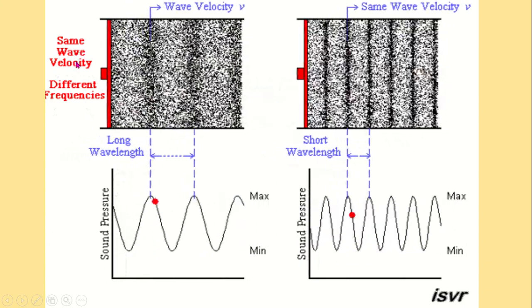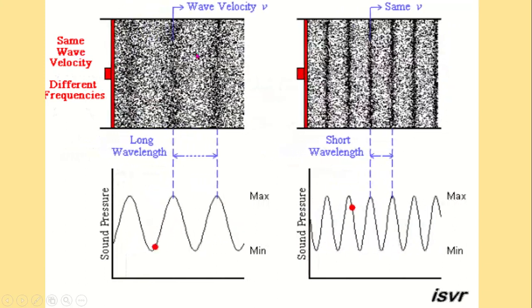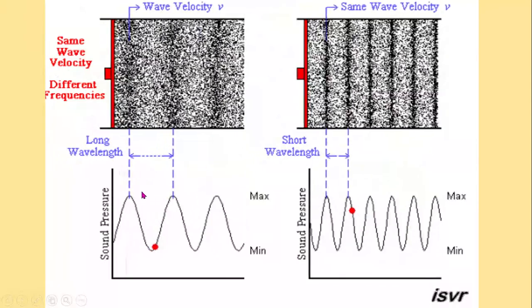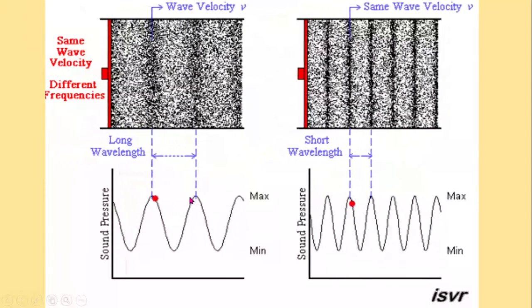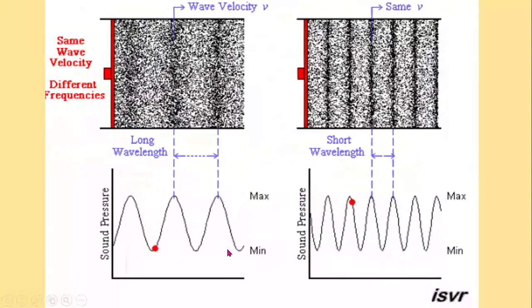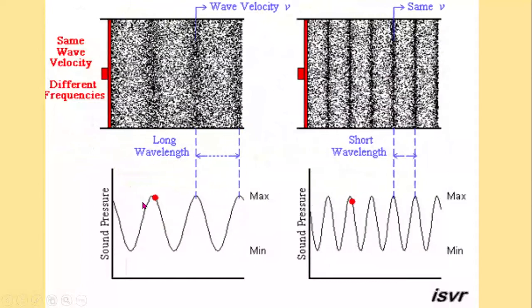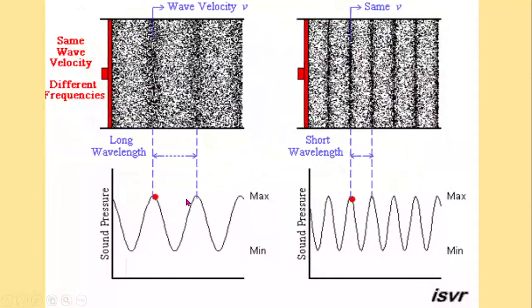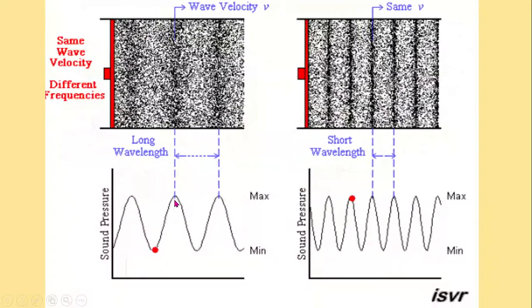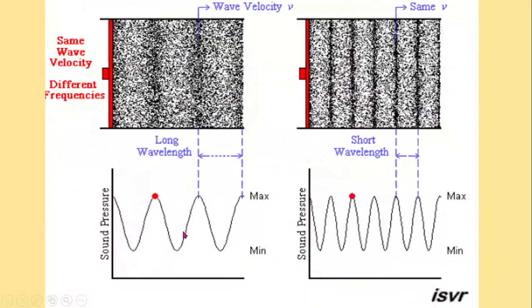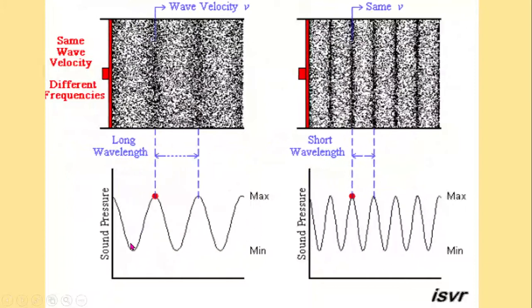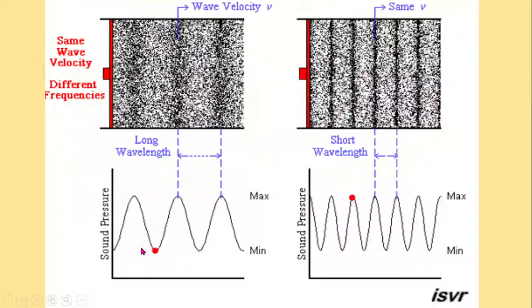So look, some facts about sound waves. Look, this is wavelength. That means the distance between two crests, or the distance between two troughs, or the distance between two particles of the same phase is called wavelength. Or you can also say the distance traveled by the wave transmitting particle for one complete vibration is called wavelength.